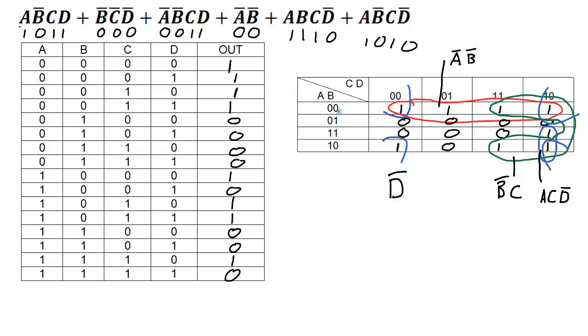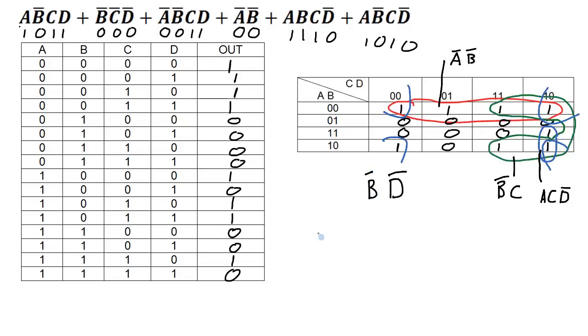Now looking at the rows that this four-corner grouping is in, A is 0 for this row, A is 1 for that row, so A is changing. A won't be part of it. B is 0 for this row, B is 0 for that row, so B stays the same, and it will be not B.